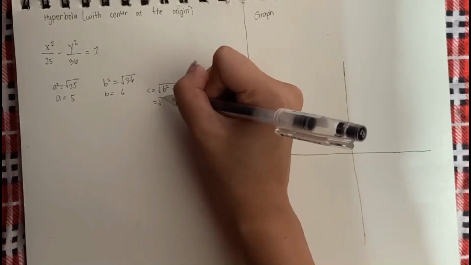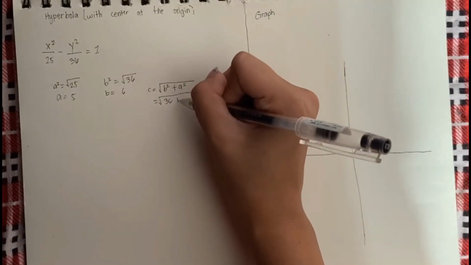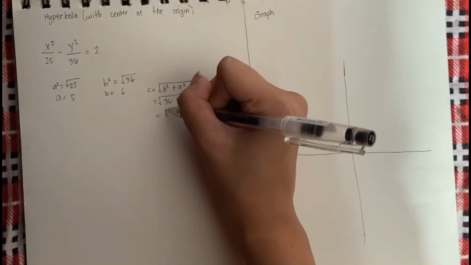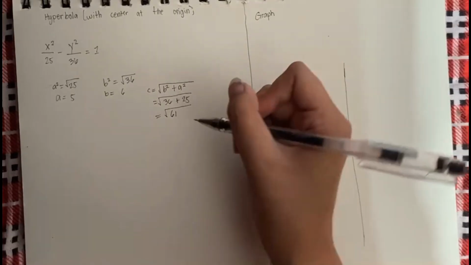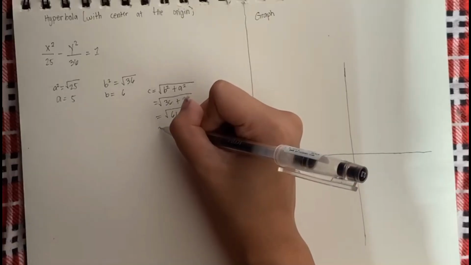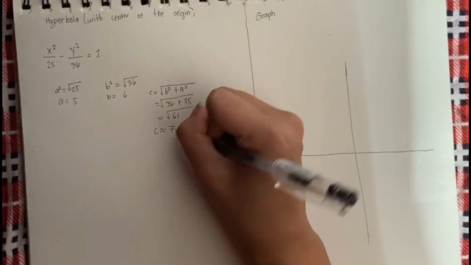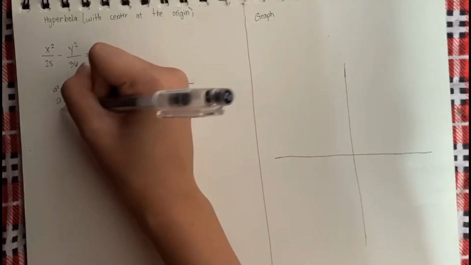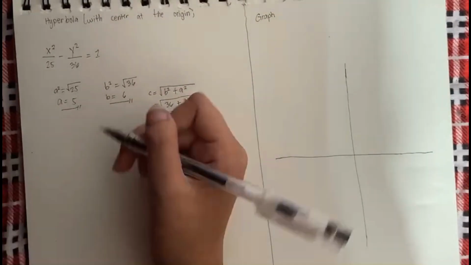So next, you have to substitute the values. So b squared is 36 and a squared is equal to 25. Then you have to add. That would be 61. And the square root of 61 is approximately, you have to calculate that. So the result is 7.8. So we now have the value of a, b, and c.